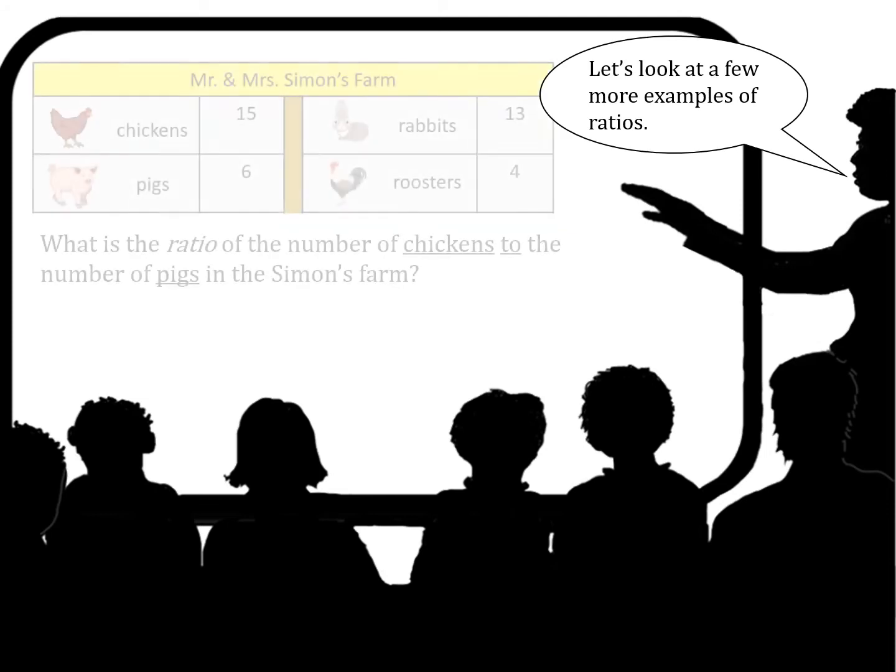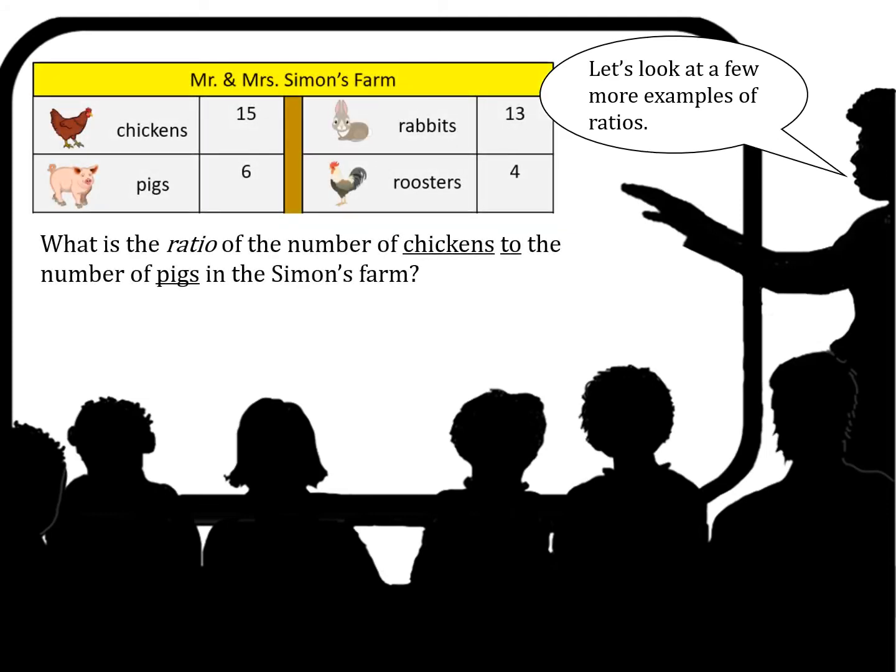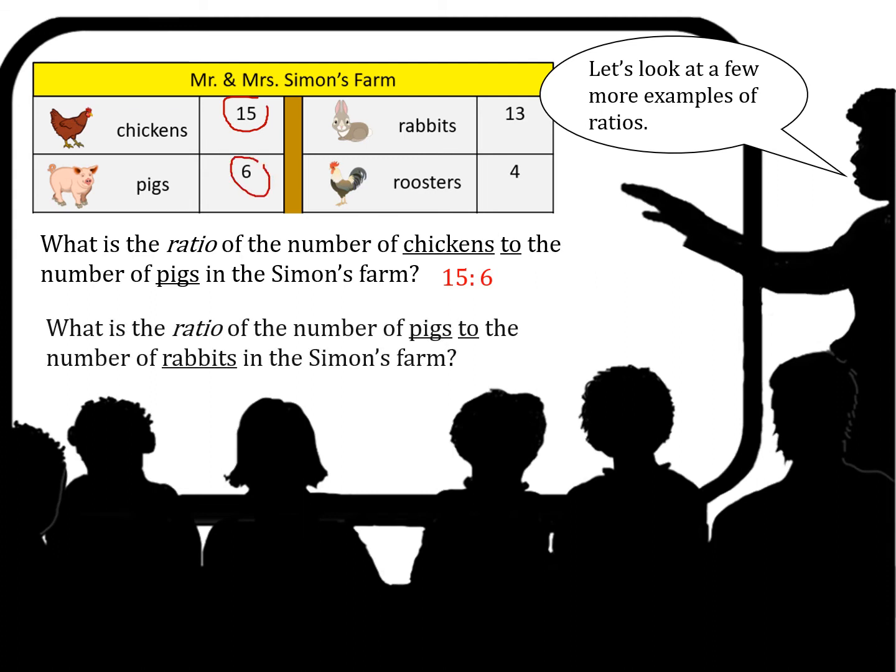Let's look at a few more examples of ratios. What is the ratio of the number of chickens to the number of pigs in the Simons farm? 15 chickens to 6 pigs. Chickens to pigs. What is the ratio of the number of pigs to the number of rabbits? Pigs comes first. 6 to rabbits, 13.